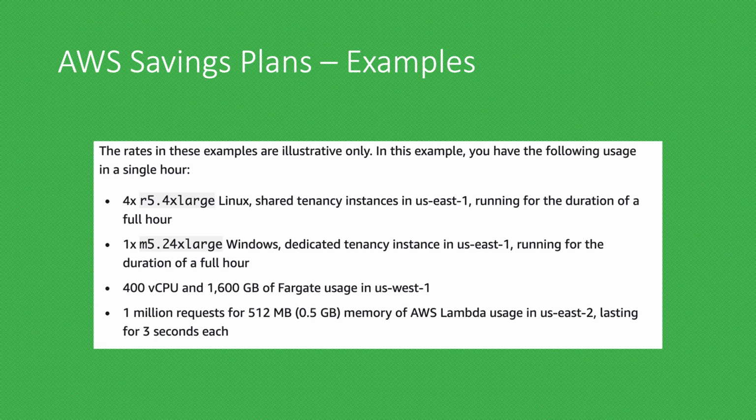This automatically applied flexibility allows customers to purchase savings plans without waiting for other cost optimization work, for example right sizing, to complete. In this example, you have the following usage in a single hour. 4 R5 4 extra large Linux instances, 1 M5 24 extra large Windows dedicated instance, 400 vCPU and 1600 GB of Fargate usage, plus 1 million requests for 512 MB memory of Lambda usage.